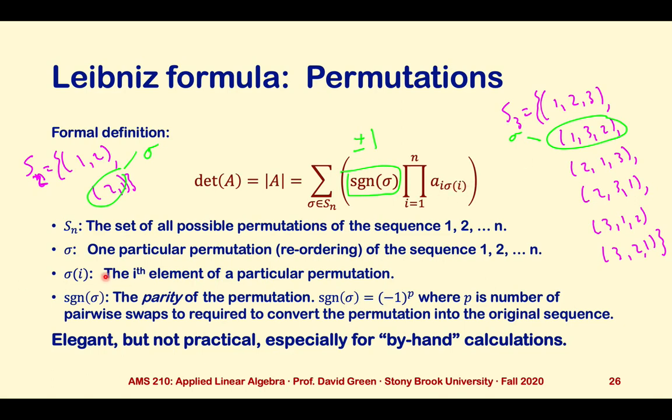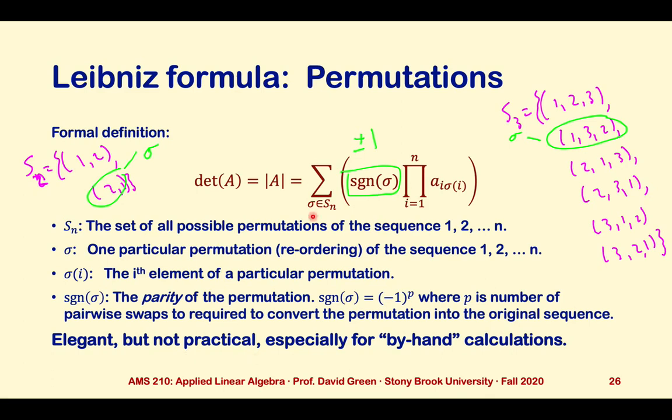Sigma i just tells us the ith element of a particular permutation. So say for this one here, sigma 1 would be 1, sigma 2 would be 3, and sigma 3 would be 2. All right. And this gives rise to the definition for the 2x2, the definition for the 3x3, and can give a definition for any size matrix. This is a very elegant result, but it is not in any way practical.